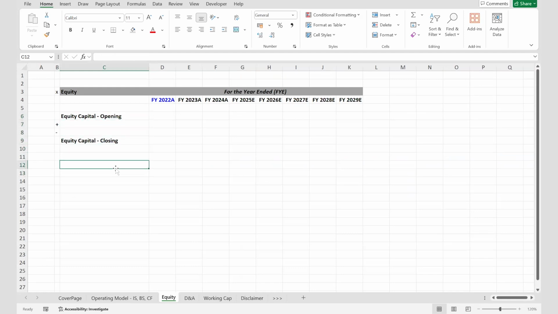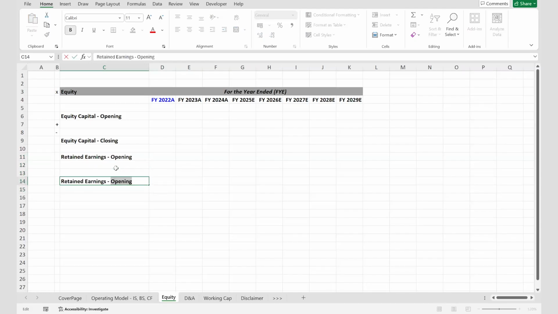Same way we can just add retained earnings. Opening, retained earning closing. Correct? There will be some plus minus.